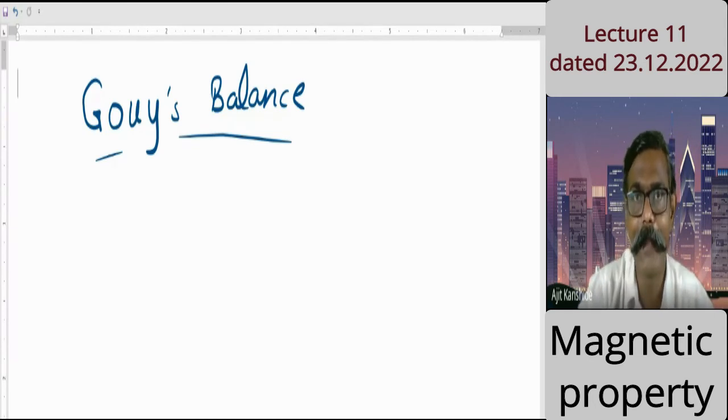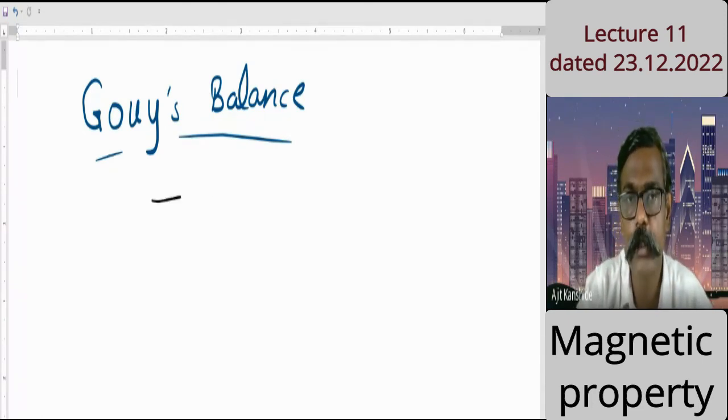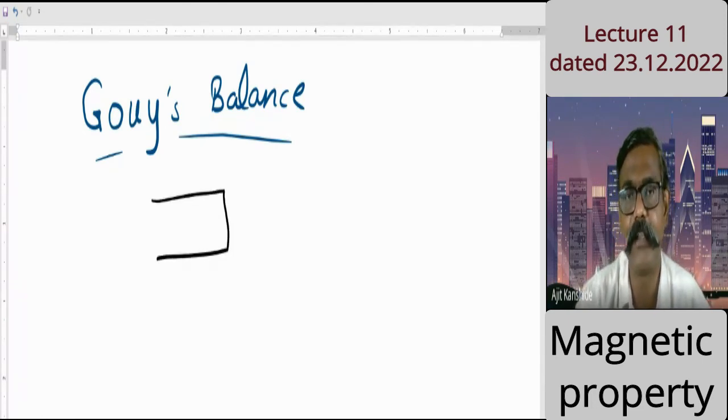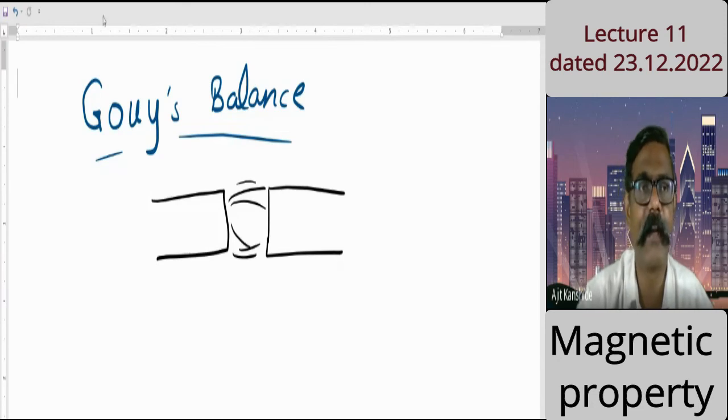In that Gouy balance, there is a horseshoe magnet or strong magnetic field. That magnetic field, the magnets, I represent here. Two strong magnets are there, which are causing the magnetic field. Likewise, the magnetic field is there.